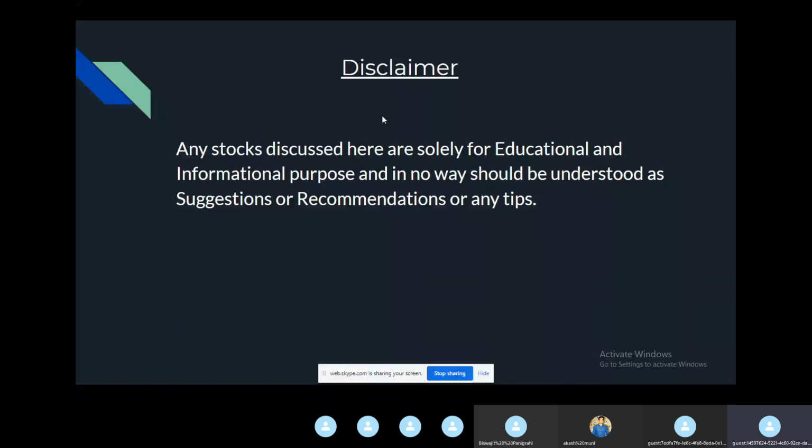So, today the topic is that we will try to understand the charts of the stock market. Before we start, let's start with a disclaimer. Anything we discuss here which is related to stocks is for educational and information purposes, and in no way should be understood as a suggestion, recommendation or any tips. So this is for educational purposes only.